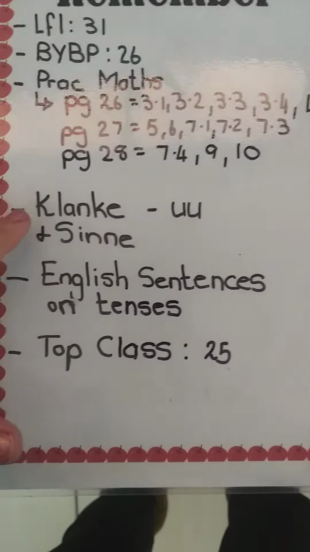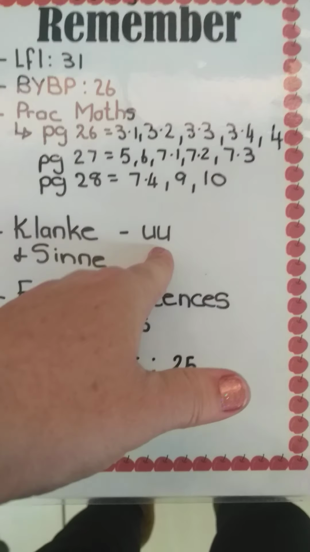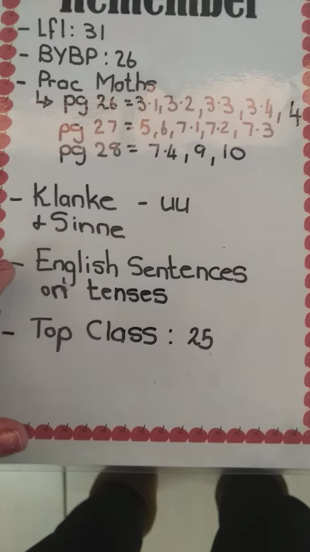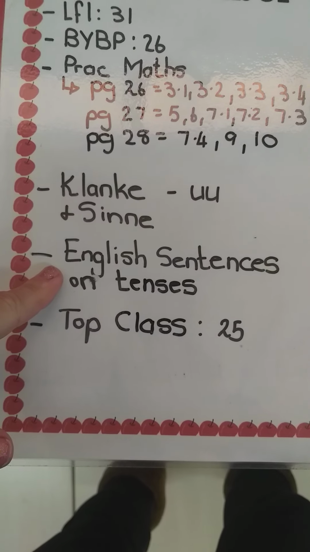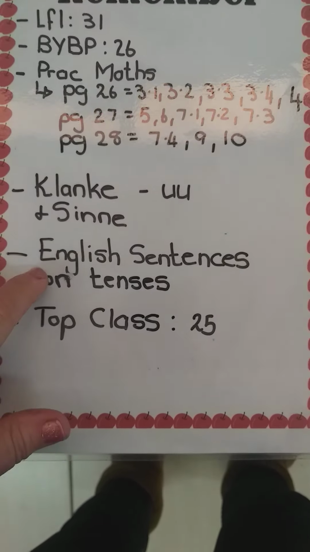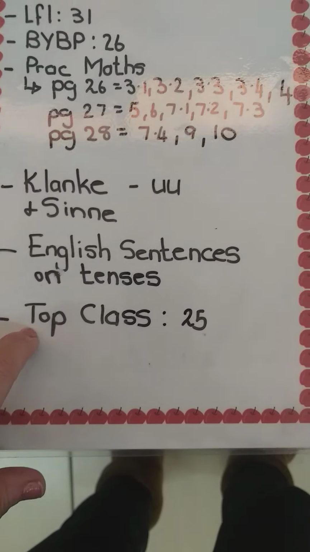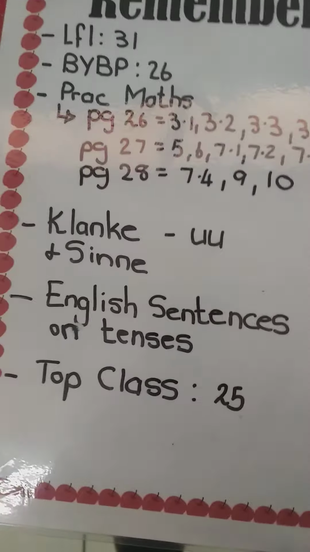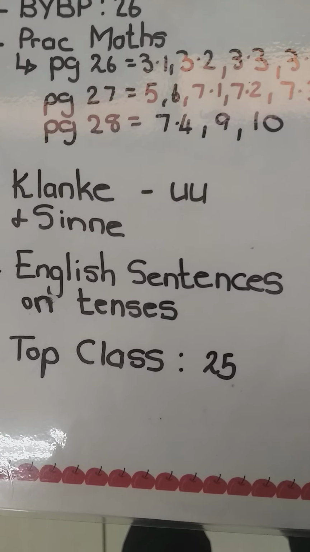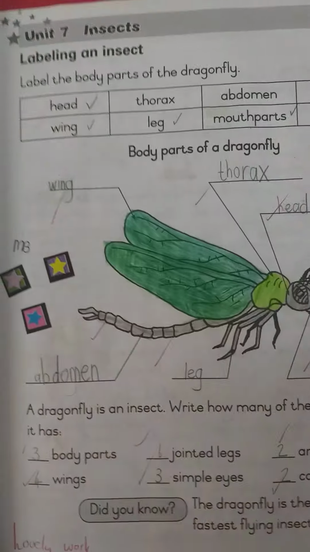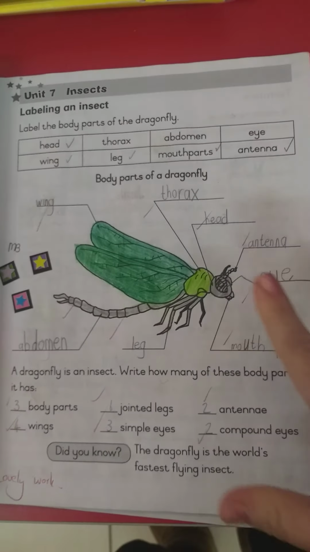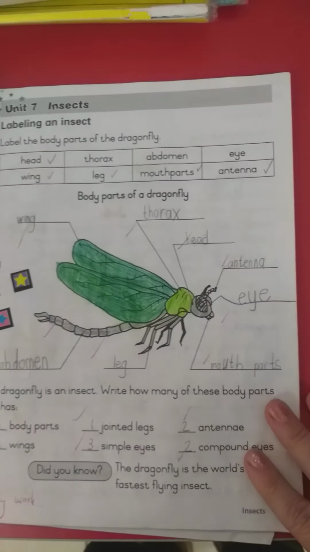And then we're going to do some more clunker in our hardcover Afrikaans books. We're doing the clunk, and we'll do some sinne. I'm going to do some English sentences on tenses, also in the English hardcover book. And then we'll end off with a page of top class. We'll do page 25, just learning a bit more about an insect and what body parts it has. And that's a wrap for Monday.